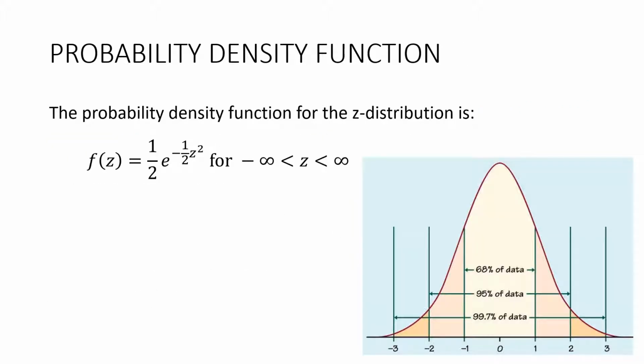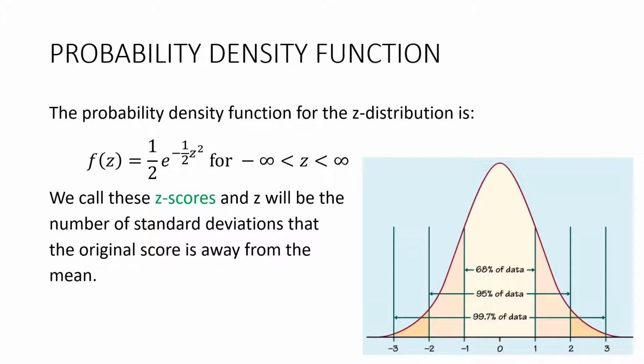Now the probability density function for the Z distribution is this thing here. And all I've done is put in mu is equal to 0 and sigma equals 1. It gives us the same sort of looking graph. The beauty of it is, instead of having rather ugly numbers down here, depending on what the mean and standard deviation are, we've got nice numbers, 0, 1, 2, 3, -1, -2, -3. Percentages stay the same. So we call these Z scores, and Z will be the number of standard deviations that the original score is away from the mean. So if you're sitting here, it means you are 1 standard deviation below the mean.